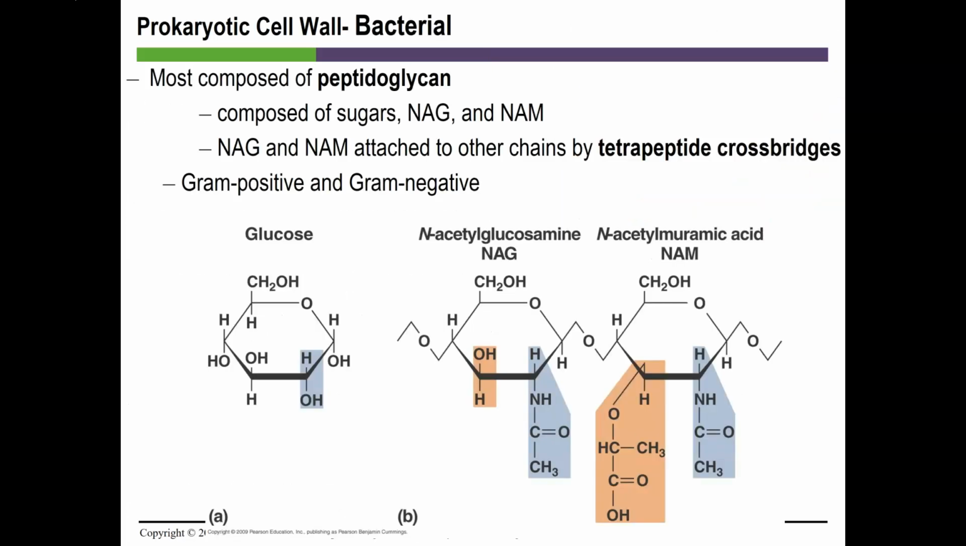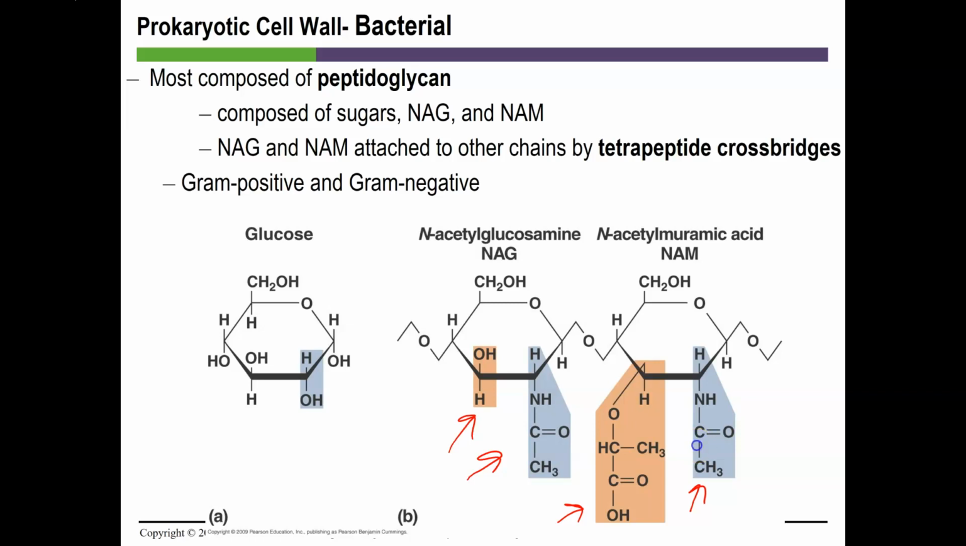On this next slide, we're looking more closely at the chemical structure of peptidoglycan. NAG and NAM are shown, and they're compared to glucose so you can see the difference. Glucose is modified to produce NAG and NAM. Can you see the differences contained in these orange and blue colored areas of the NAG and NAM? Once again, this highlights that glucose is an important molecule for cells. It forms the basis of many other molecules used by the cell.